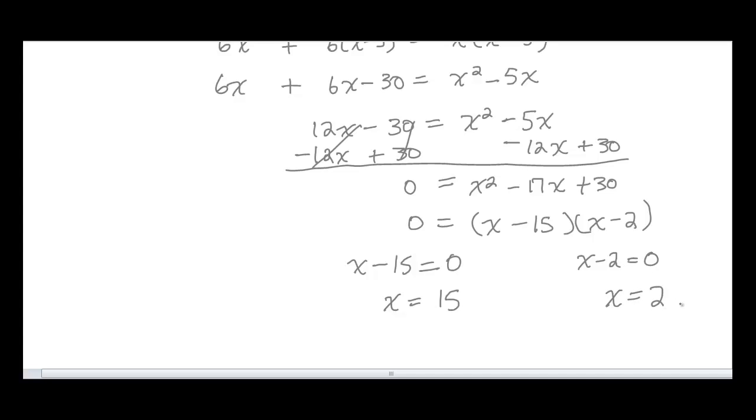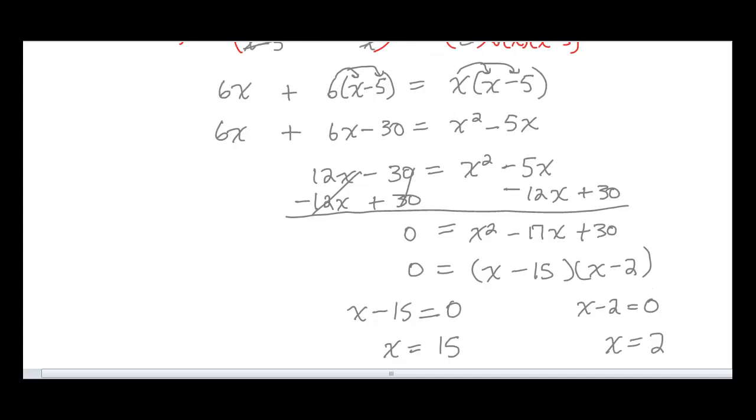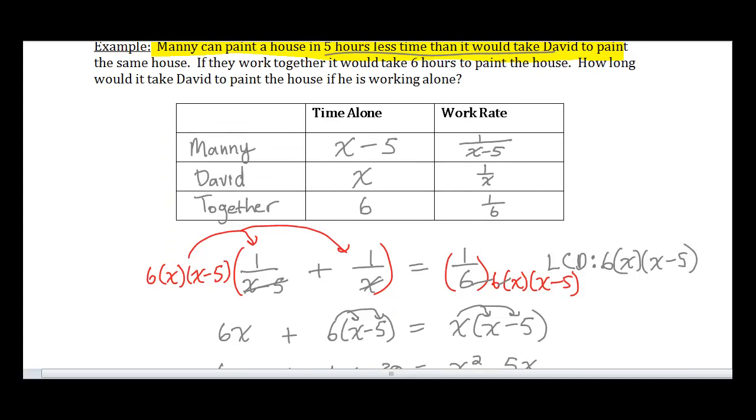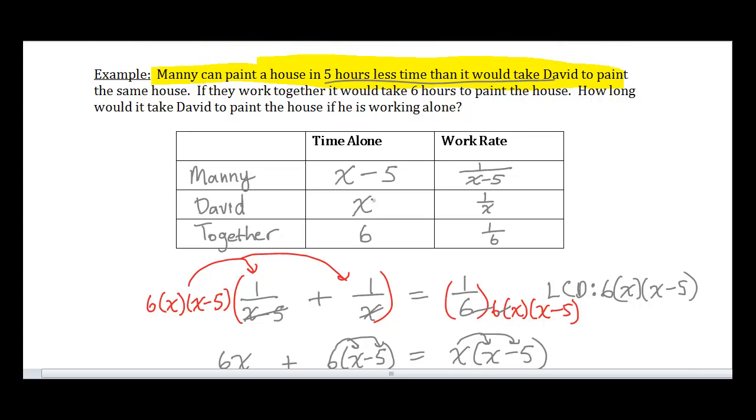Now, we have a sort of a situation here because we have two solutions, x equals 15 and x equals 2. One of these is not going to be our solution, right? Let's go back to see what x represents. Remember, x represents David's time, all right? All right, time is in hours. So, right, we got x equals 2.